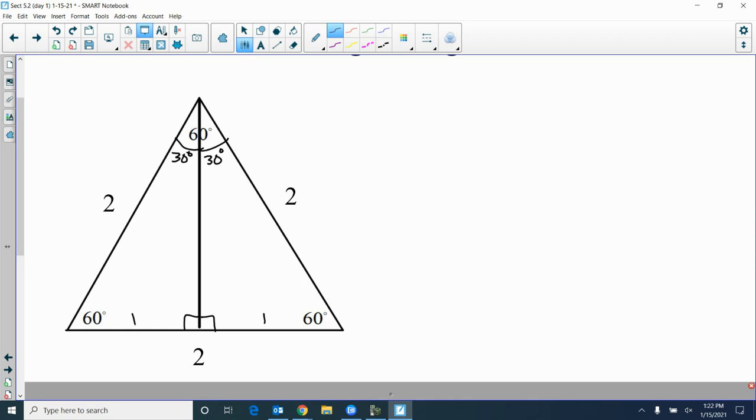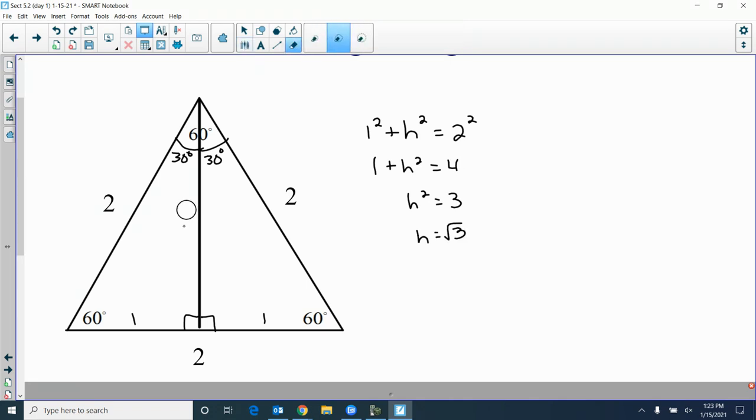I don't know the height. Can I figure it out? Yep, all right, figure it out. I'm going to say 1 squared plus, we'll call that h for right now, h squared equals 2 squared. 2 is my hypotenuse. 1 is that side down here. 1 plus h squared equals 4. h squared equals 3. So that height equals the square root of 3.